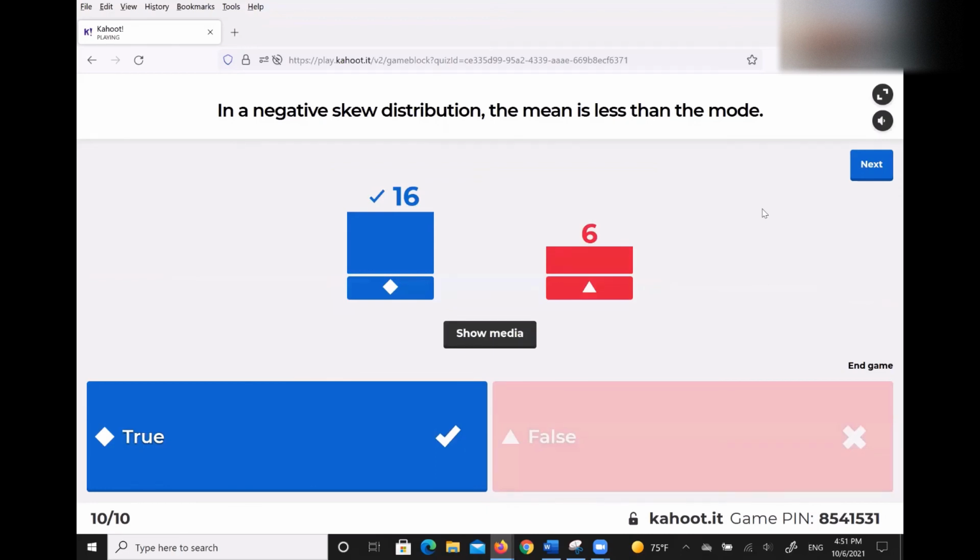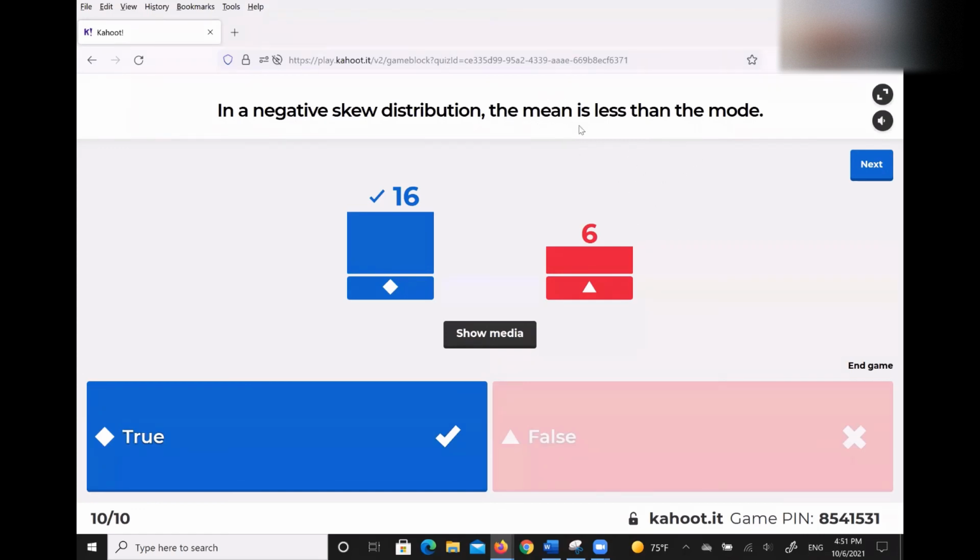All right, the answer is true. In a negative skew distribution, the mean is less than the mode. Remember that if the mean is less than the mode, that means that the mode is to the right. The mode is the tallest bar. So if the mode is to the right, then the tallest bar is on the right of the graph, and the lower bars will be to the left. So in this case, it is skewed to the left, or negative skew. It is the negative skew distribution.